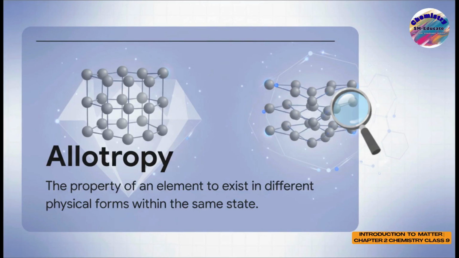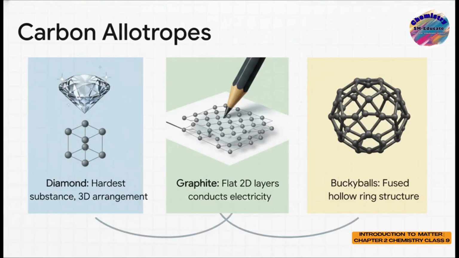Let's look at the absolute best example of this. Carbon is absolutely the master of allotropy. Carbon atoms can arrange themselves into a super rigid 3D network to become diamond, literally the hardest substance we know of. But if you take those exact same carbon atoms and arrange them in flat 2D layers instead, you get graphite. That's the soft, slippery stuff inside your pencil, and it even conducts electricity. Or they can form a sphere of 60 atoms called a buckyball, which looks exactly like a tiny hollow football. Three completely, wildly different materials, all based purely on how those carbon atoms decide to bond.